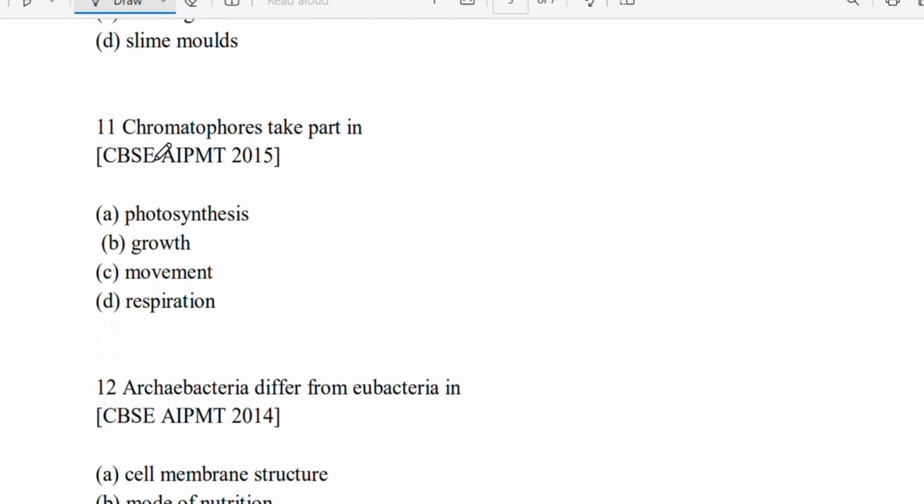Question number 11. Chromatophores take part in: option A photosynthesis, option B growth, option C movement, option D respiration. And the correct option is option A, photosynthesis.